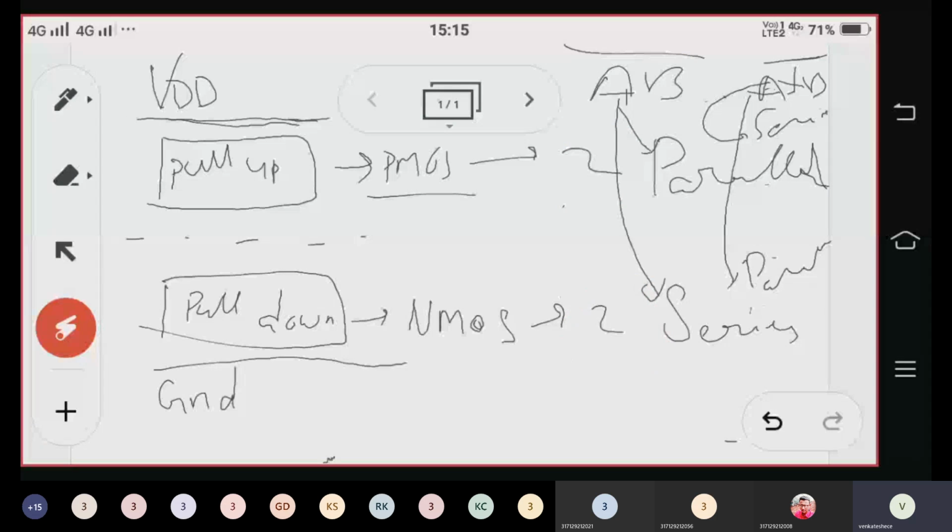Here the output equation is in product form. So if a product is there, then NMOS transistors are connected in series, whereas PMOS transistors are connected in parallel. If a sum is there in our equation, then NMOS transistors are connected in parallel, whereas PMOS transistors are connected in series. Okay, so in this way we can design circuits using CMOS technology.